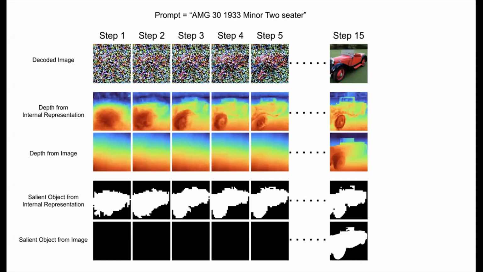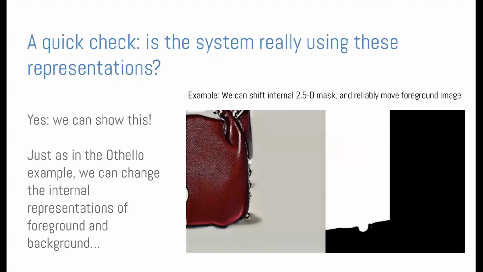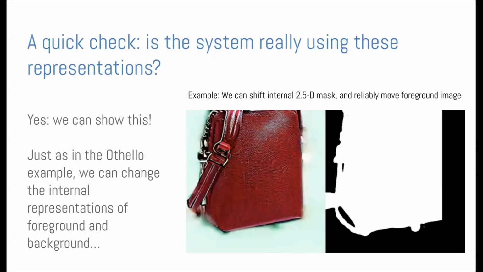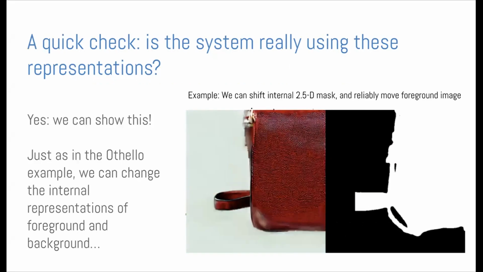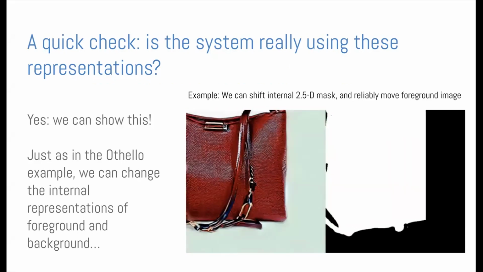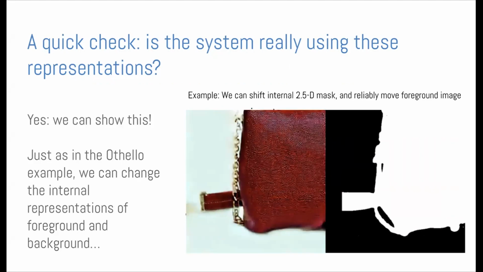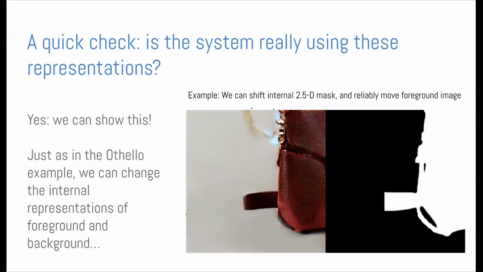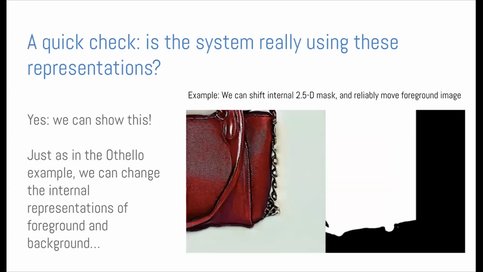Okay, well, that's our intuition. But what I just said about using it in the rendering process: how do we know that it's actually using it? Well, once again, we can intervene. It turns out that this works decently with both the depth map and the foreground-background, but it works especially reliably with the foreground-background mask.